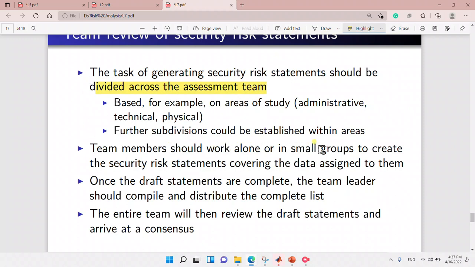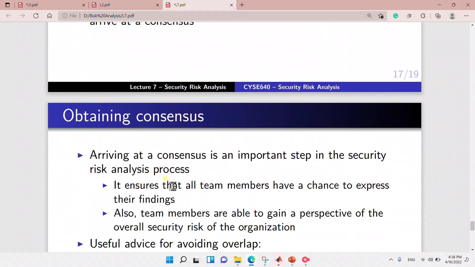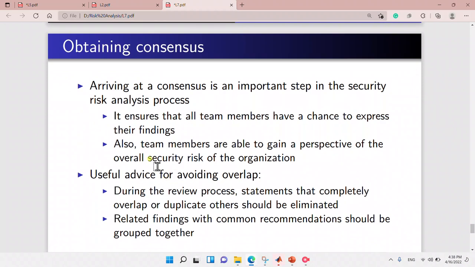So let's highlight. Then team members should work alone or in small groups to create the security risk statements. Once the draft statements are complete, the team leader should compile and distribute the complete list. The entire team will then review the draft statements and arrive at a consensus. Now, how do we do the consensus? We arrive at a consensus.